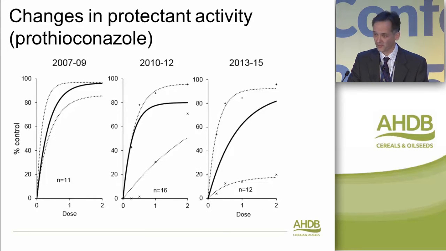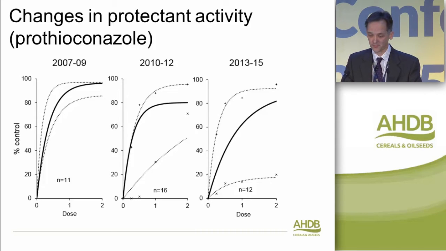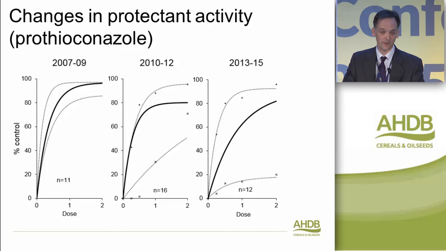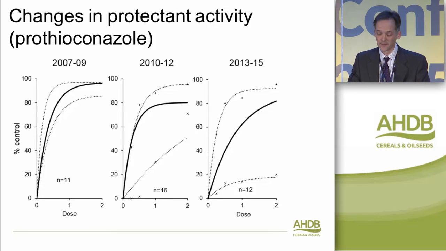If we look at prothioconazole, it's almost exactly the same pattern. We're seeing this change where we had 80 or 90% control back in 2008 or around then, below 80% now and around 60 or somewhere in that order now. Again, with that range extending. That's the protectant data.